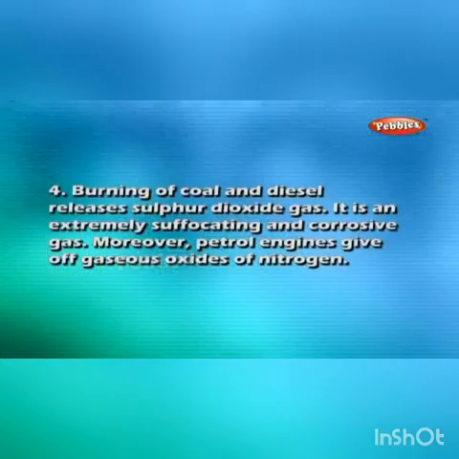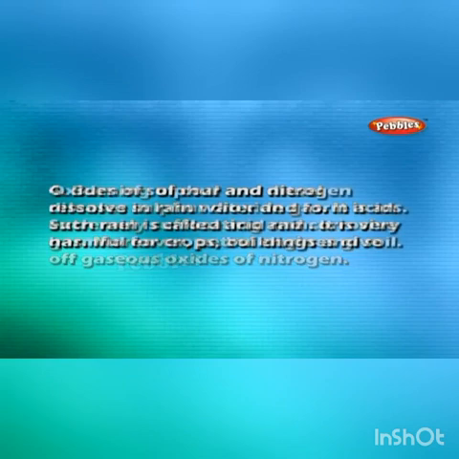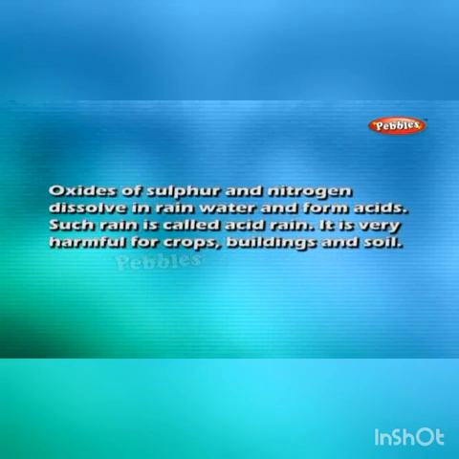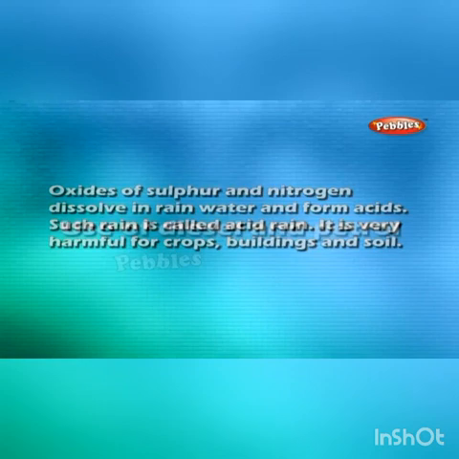Burning of coal and diesel releases sulfur dioxide gas. It is an extremely suffocating and corrosive gas. Moreover, petrol engines give off gaseous oxides of nitrogen. Oxides of sulfur and nitrogen dissolve in rainwater and form acids. Such rain is called acid rain. It is very harmful for crops, buildings, and soil.